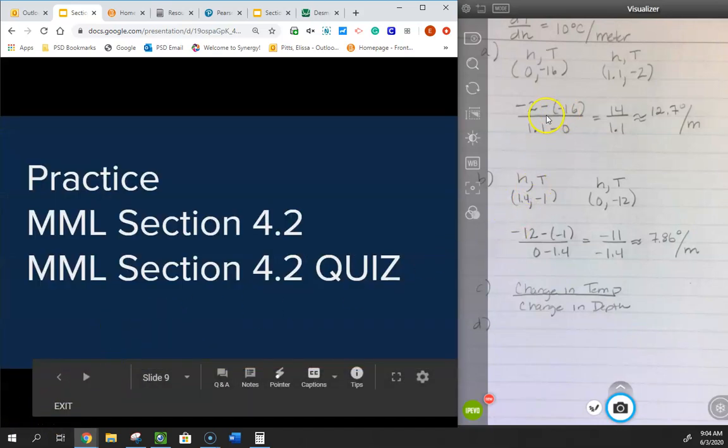So that's the end of this section, and there is our practice.